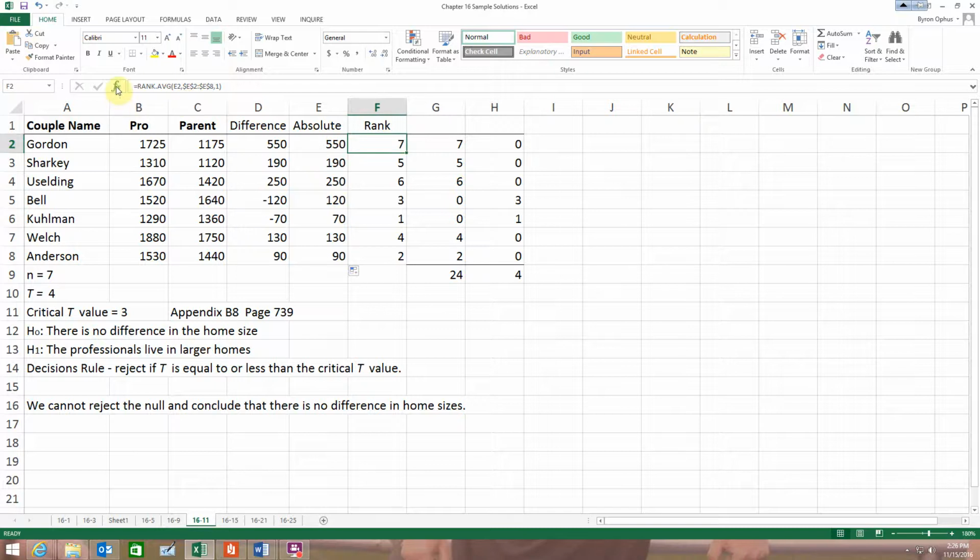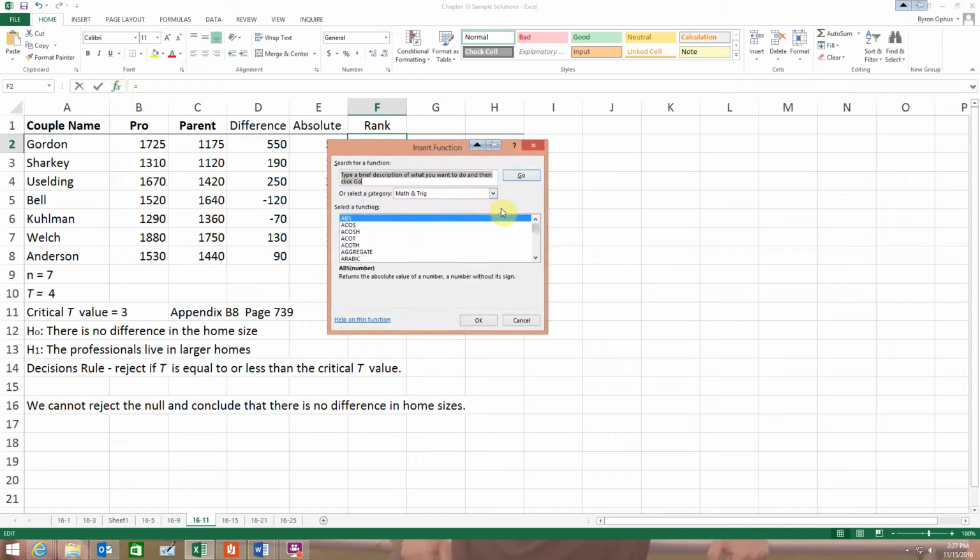Okay, then I just want to rank them. That's all I have to do, is rank them. So again, I'll come up here, and I don't remember if that's lookup or if it's stats. I think it's probably stats. Oops, I hit math and trig. That might have rank in there. Nope. So it's probably under statistical, PQR. There's rank.